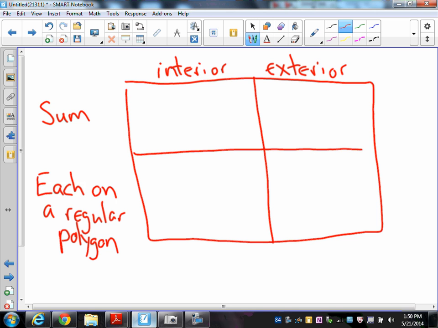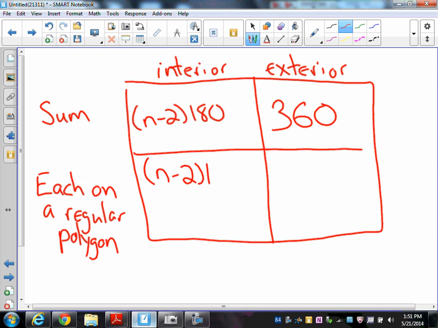So the sum of interior angles, there was this formula that we learned, n minus 2 times 180. So remember, that's how many triangles you could form in the interior of a polygon. The sum of exterior angles, regardless of how large it was, is 360 degrees. And whenever we had to find each, we just used the same formulas as above, and we divided by n. We're dividing by the number of sides. Remember, each angle is equal on a regular polygon. Each side length is also equal.